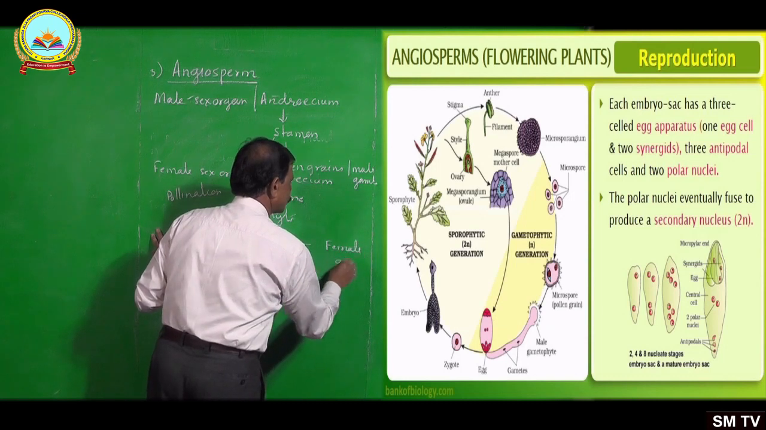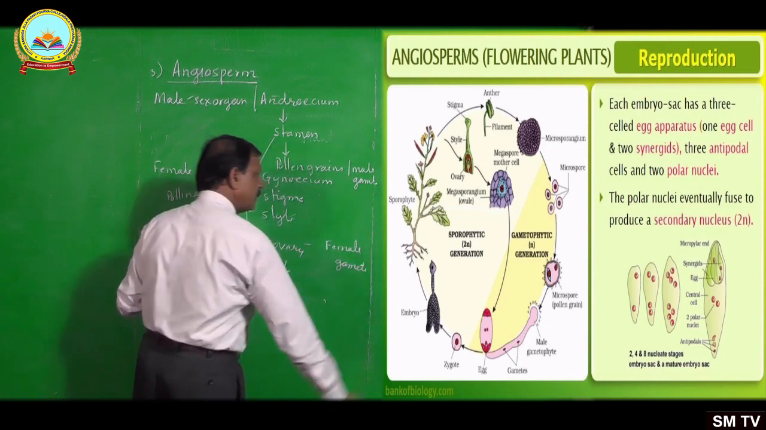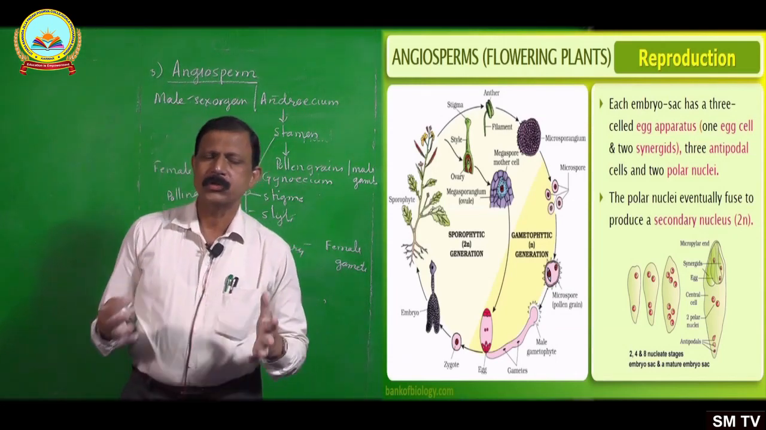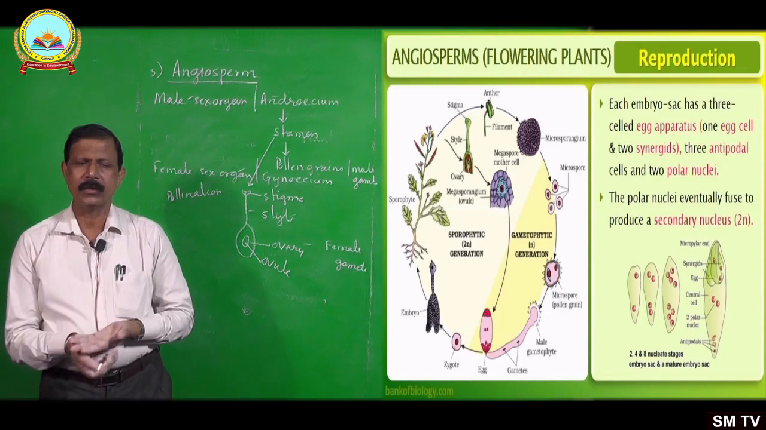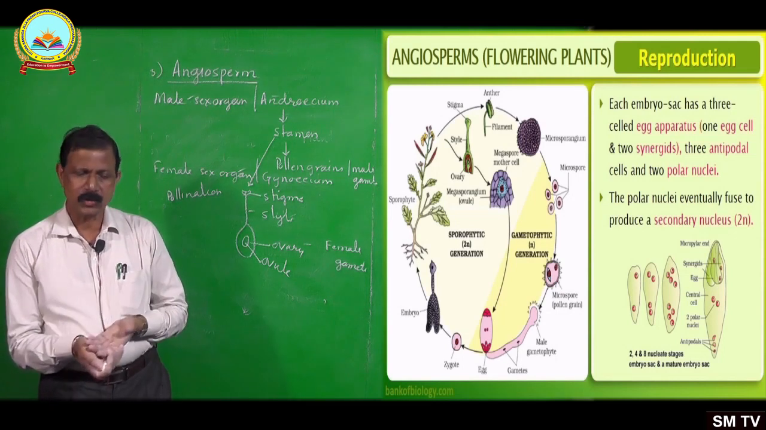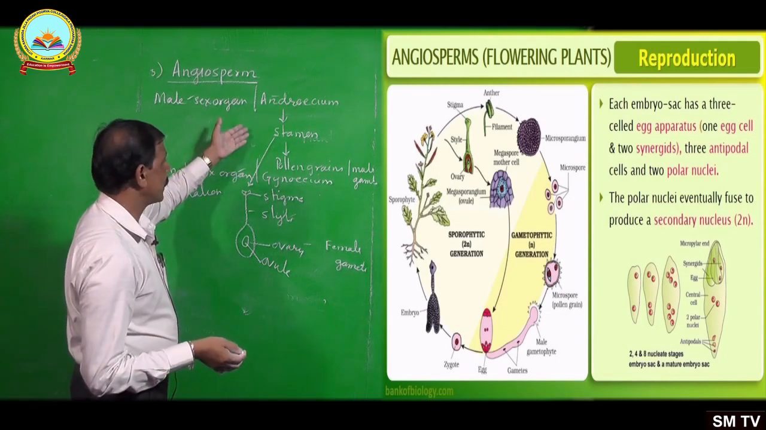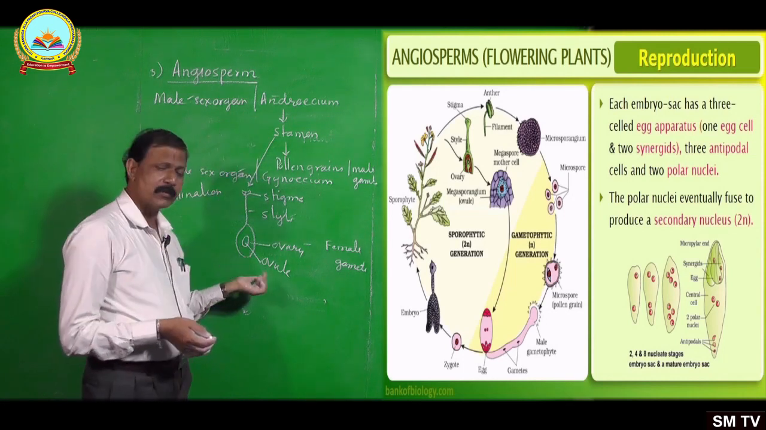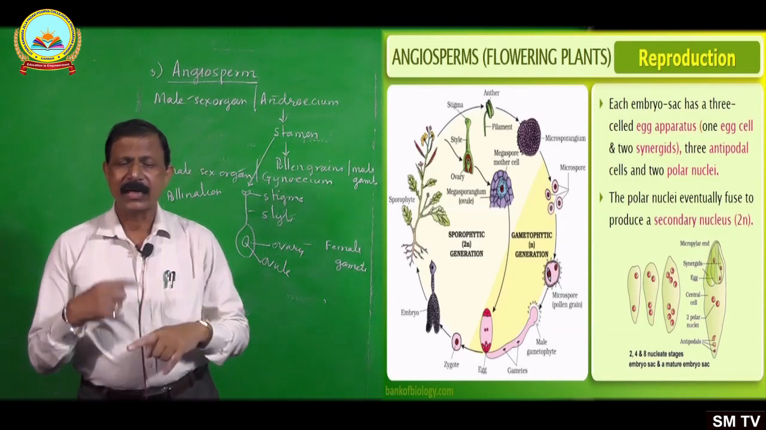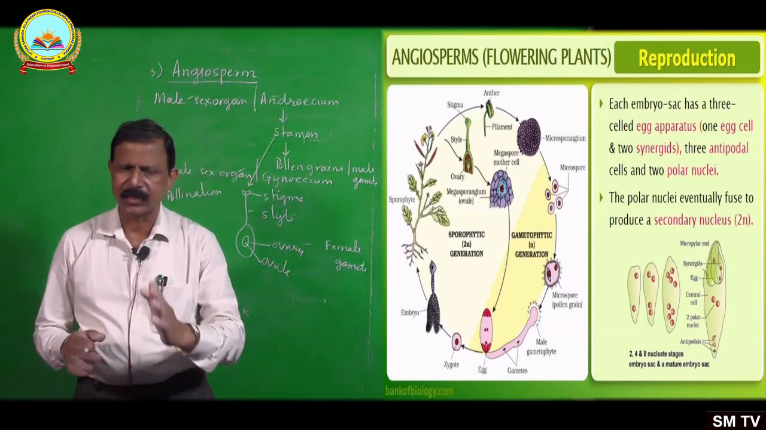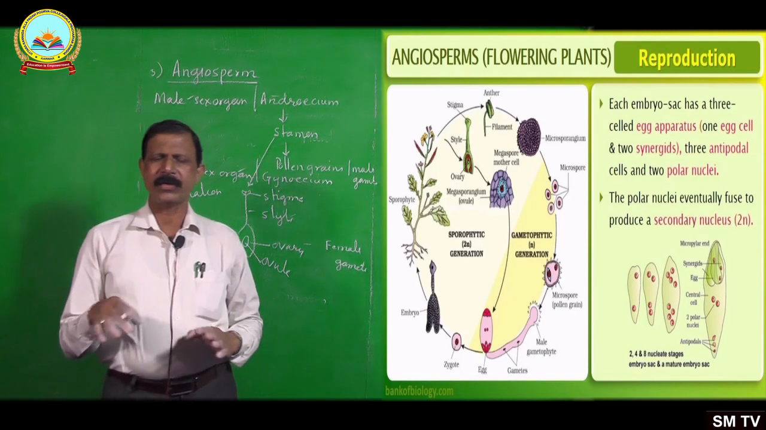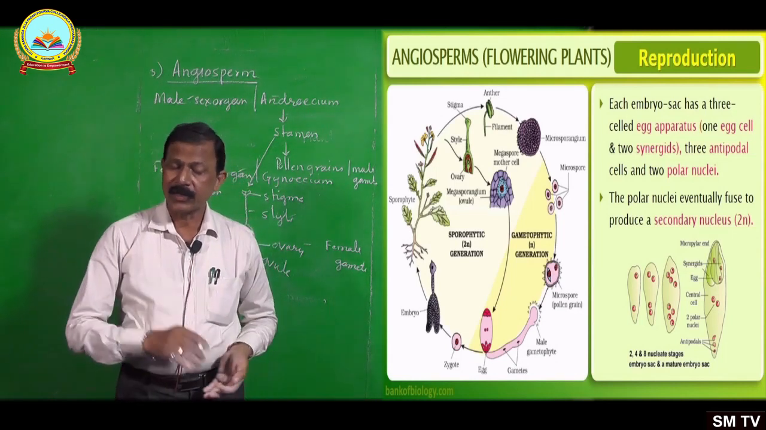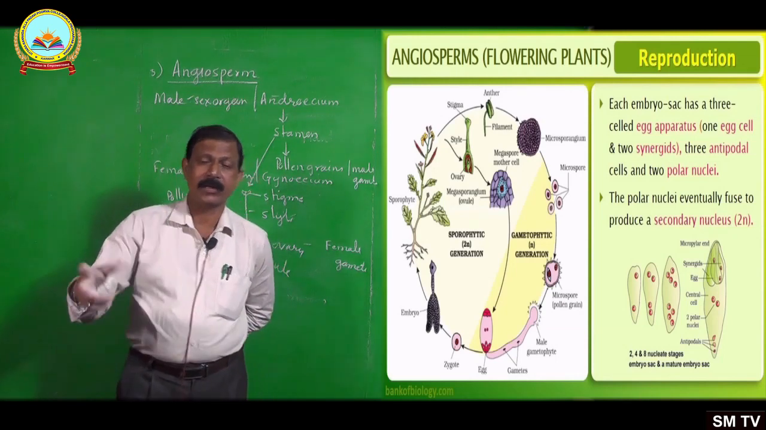So the male gamete and the female gamete, that is the gametophytic condition. That condition produces two different gametes, male and female: the male gamete in the stamen, under the anther, and the female gamete in the ovary, in the ovule. When they meet, that again results in the formation of a zygote. So from the gametophytic condition to the sporophytic condition, the zygote formation happens, and once again the cycle repeats.